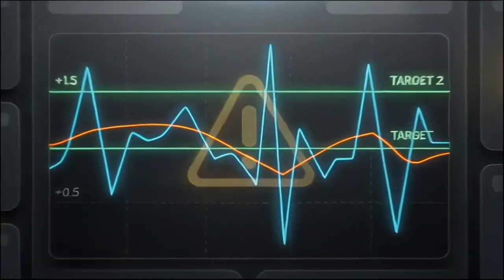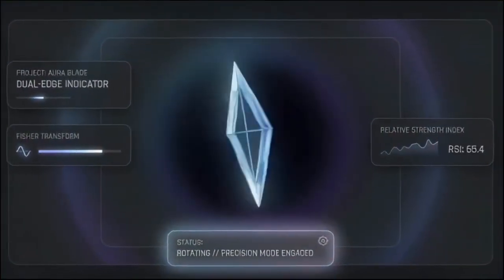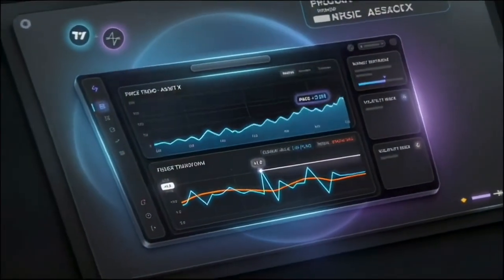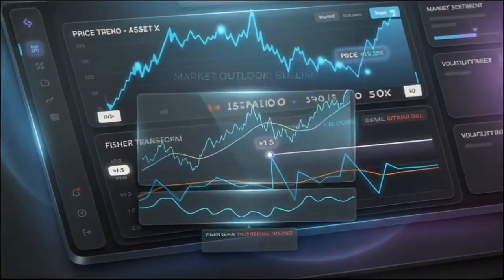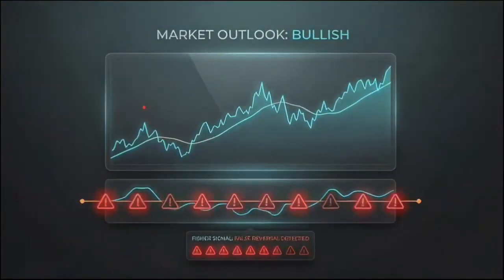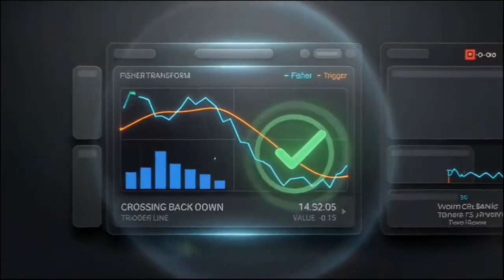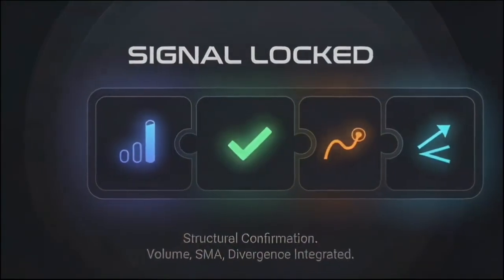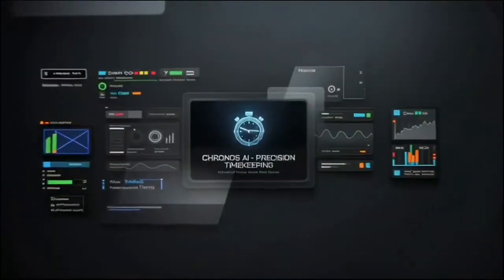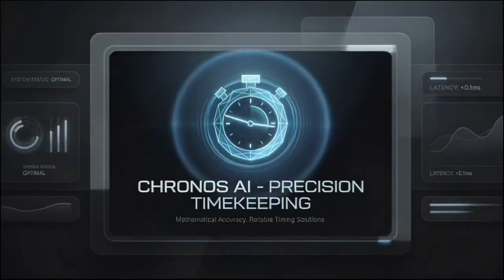One warning before the close. The Fisher transform is sharp, and sharp cuts both ways. In a powerful trend, it will spike to an extreme and stay pinned there while price keeps trending, printing what looks like a reversal warning for 10 straight candles. The extreme is never the trade. The cross back through the trigger line is the trade, and even then, only with your volume, moving average, or divergence confirmation attached. Respect that rule, and this becomes one of the cleanest timing tools available for free.